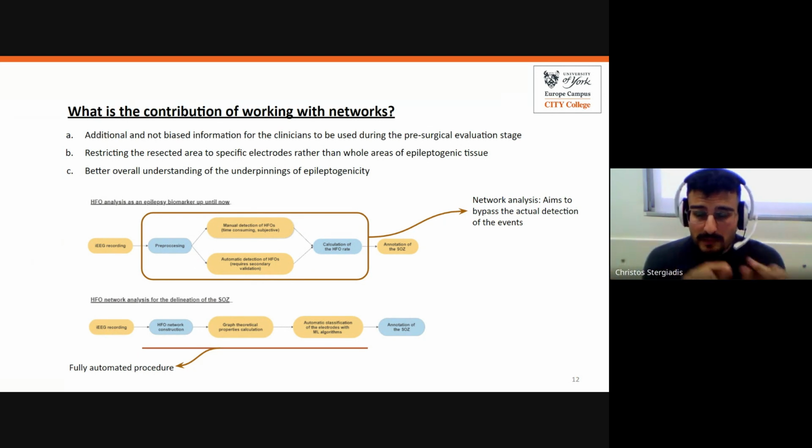It aims to restrict the resected area to specific nodes rather than whole areas, because up until now, we take larger areas from the brain. We will try to take very, very specific key points, if I might say, in order to disorganize the network. And also provide a better overall understanding of epilepsy, because, as I said, right now, we move on with the notion that epilepsy is a network disease. So we will be able to better understand what this means by the research that we are trying to do.